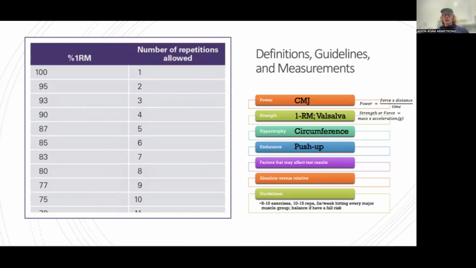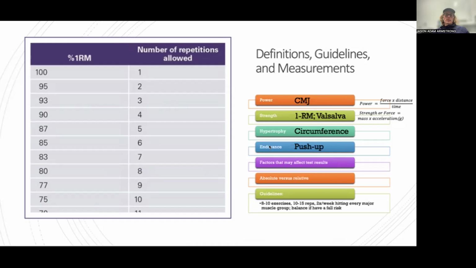Relative change, though, would look at, okay, my 1 repetition maximum for my bench press is 150 pounds. I want to lift 50% of that, so I'm going to lift 75 pounds for however many times I can. Then 6 months later, I retest my 1 repetition maximum, which is now 200 pounds. I now want to lift 50% of that, which puts me at 100 pounds, and I'm going to see how many repetitions I can do. So that would be looking at relative muscular endurance.